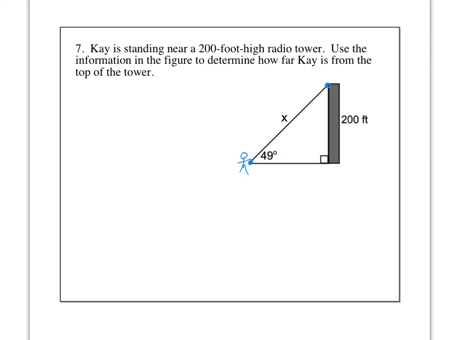You're going to use SOHCAHTOA. Here's your angle. Remember, never use the 90, so we're going to use 49. The x is the hypotenuse. It's across from the 90. The 200 is the opposite. O and H. Think about SOHCAHTOA. Okay, O and H, you should pick sine.